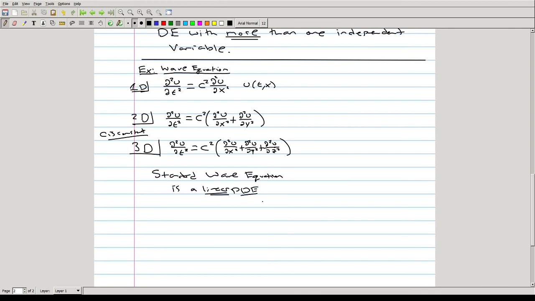And that is unless c is not constant. C is something more complicated, like unless c is a function of u, ux, uy, uz, or ut. In which case it would not be a linear wave equation anymore, and it would be a much more complicated PDE.